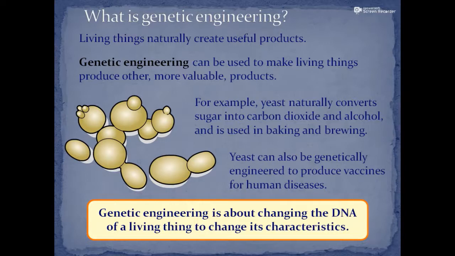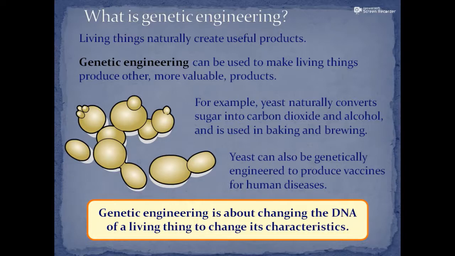So, genetic engineering is about changing the DNA of a living thing to change its characteristics. As we know, everything is produced in a cell when it is coded by a DNA. So, if you want to make something produce an unknown product or a foreign product, you have to provide the gene, or the DNA, which is responsible for the production of that particular product.